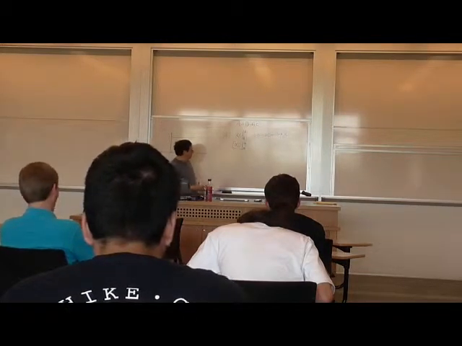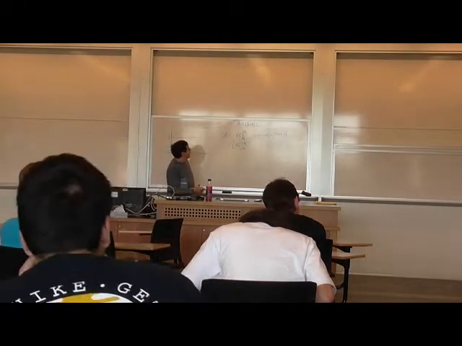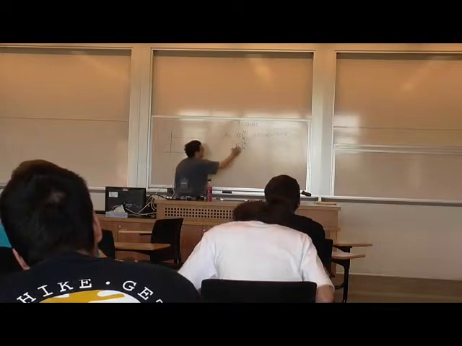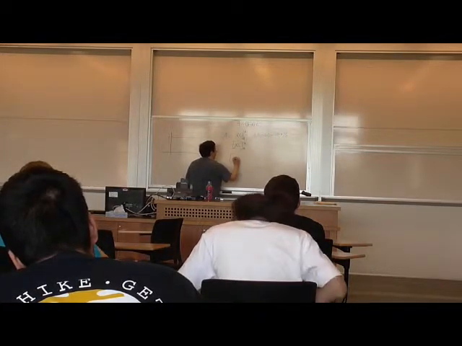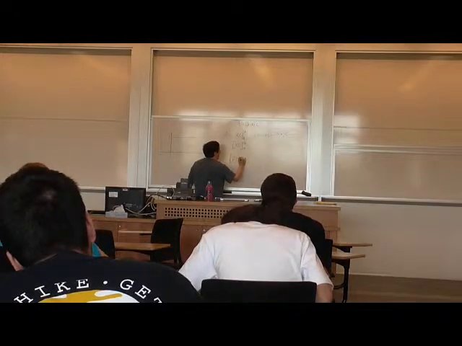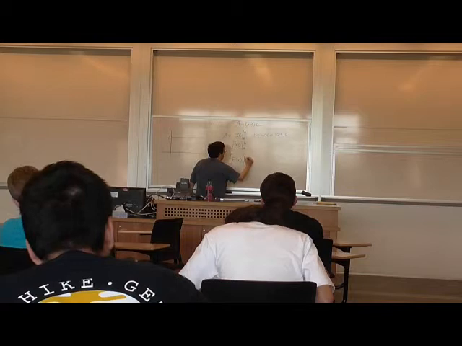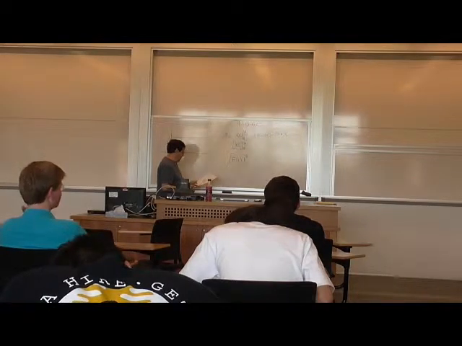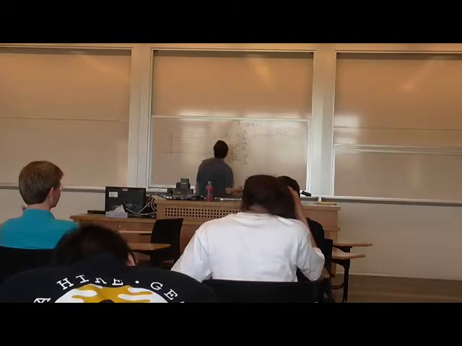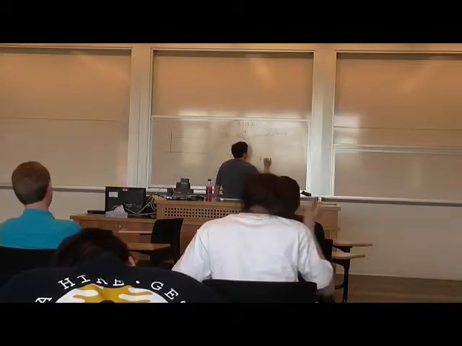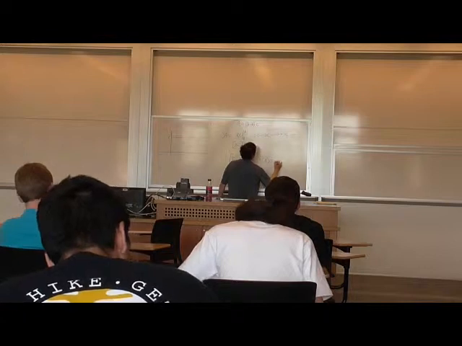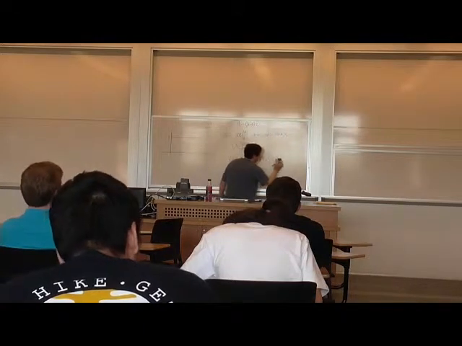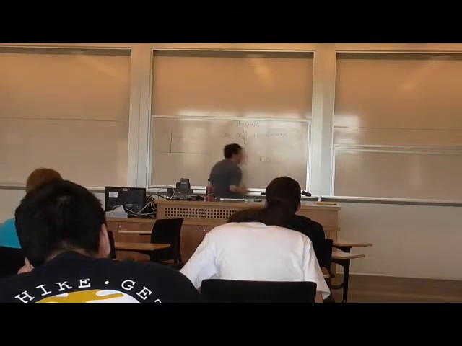So, I want you to think about, for a second, some function. I want you to think of this as a function, right? And I'm going to give it the name capital F of x from a to b. So, what is F of x then? F of x is just cx. Right?